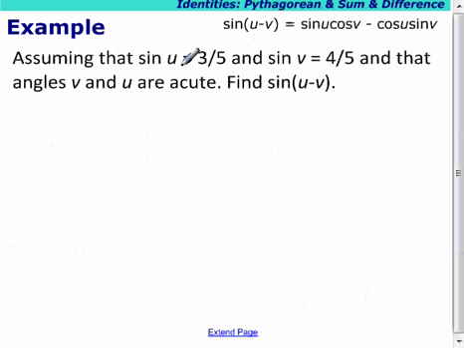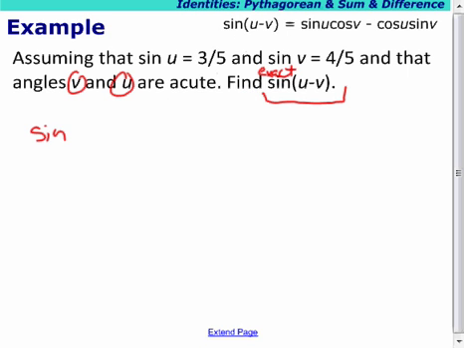Sometimes you'll be given two ratios, so two angles. I'm looking at angle V and angle U, these two angles, and I'm given two ratios that correspond with those angles. And then the question is, find, in this case, the difference of the sine of those two angles. Well, I don't really know what the angles are. And I'm also looking, I didn't write it in here, but I'm looking for the exact value of the sine of u minus v. So to do that, here's what I do.